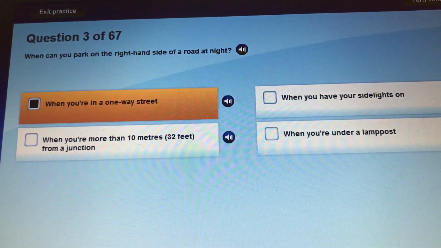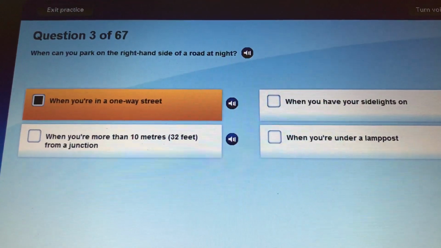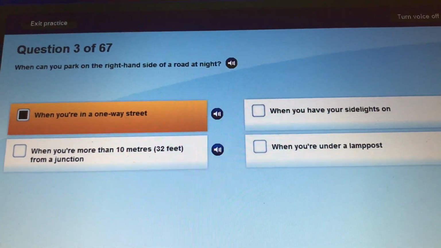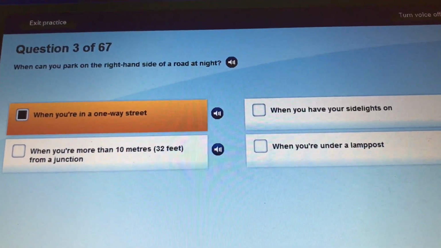When can you park on the right-hand side of the road at night? Only in a one-way street you can park on the right side as well.